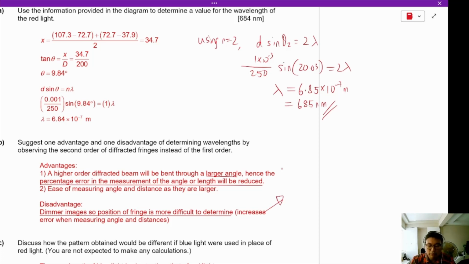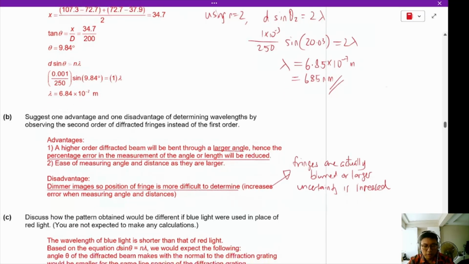Another one that they didn't mention is that the fringes are actually blurred or larger, so the uncertainty of the position is increased. As the fringes go out, the size of the fringe actually spreads out, so that makes it a little bit more difficult to measure.